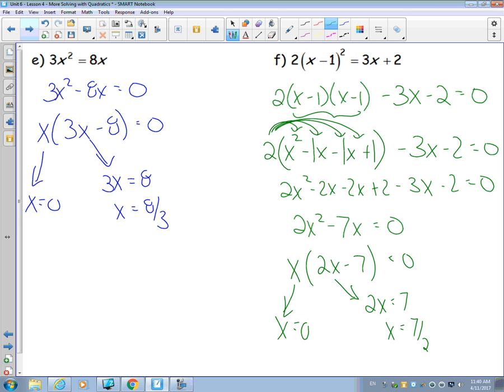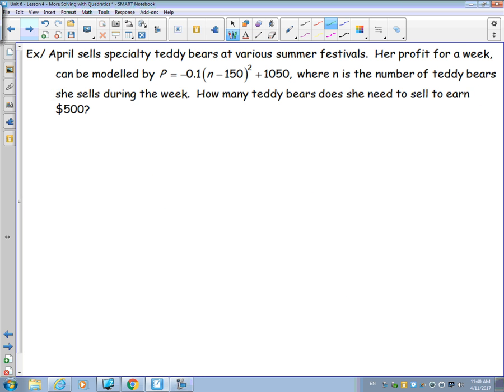Okay. Last thing, I got a word problem I'm going to try. April sells specialty teddy bears at various summer festivals. Her profit for a week can be modeled by this equation, where n is the number of teddy bears she sells during the week. How many teddy bears does she need to sell to earn $500? Well, $500 would be her profit, right? So I can put P as 500. Well, that can go in here. So I have myself an equation.